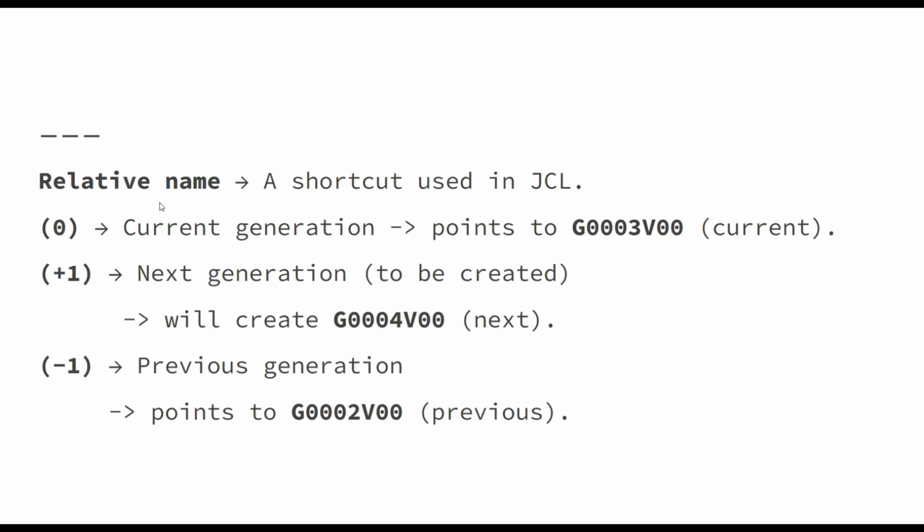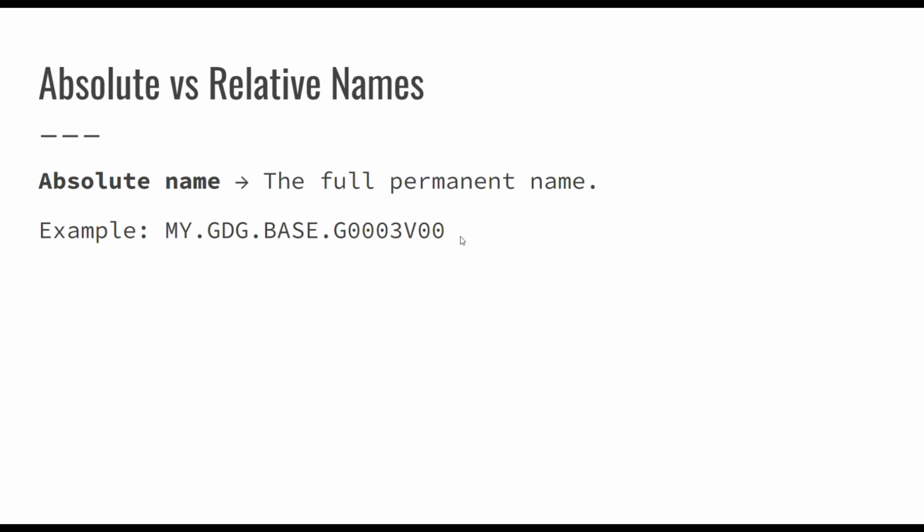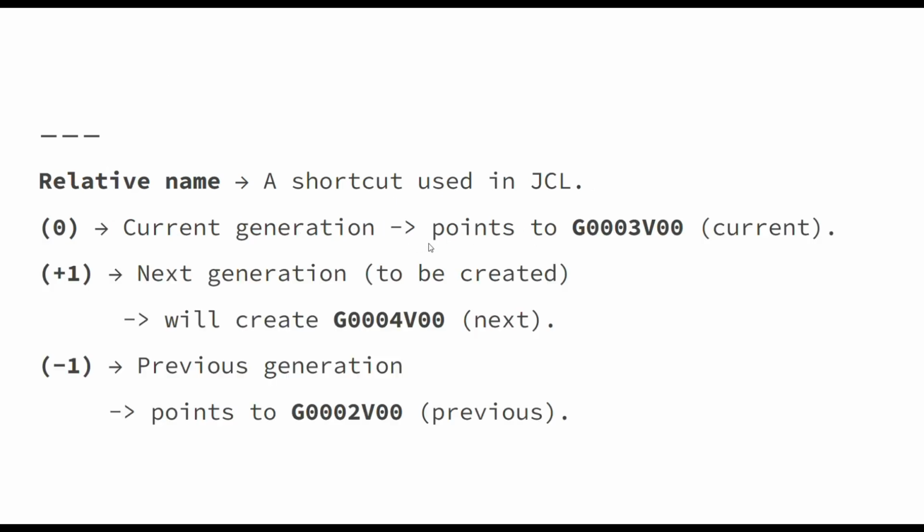Now let's see what a relative name means. A relative name is a shortcut used in JCL. 0 represents the current generation, +1 represents the next generation, and -1 represents the previous generation. For example, I have taken G0003V00, so this is the current generation. If it is the next generation, it is 4. If it is the previous generation, it is 2.